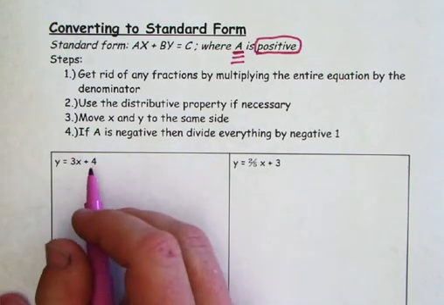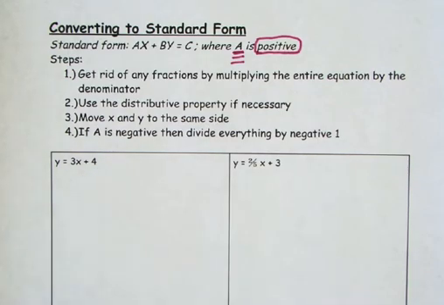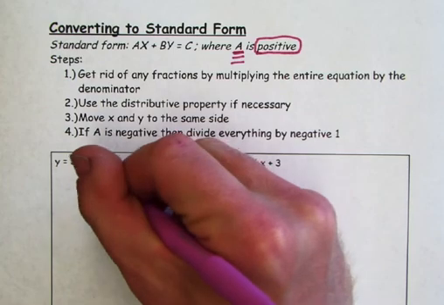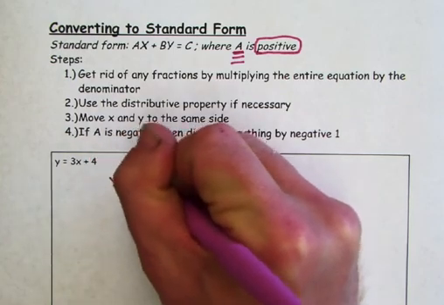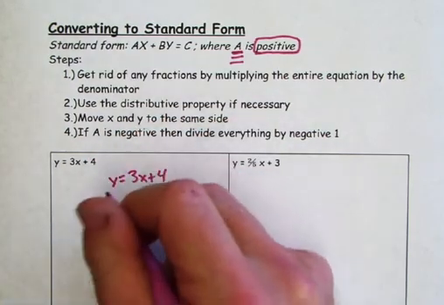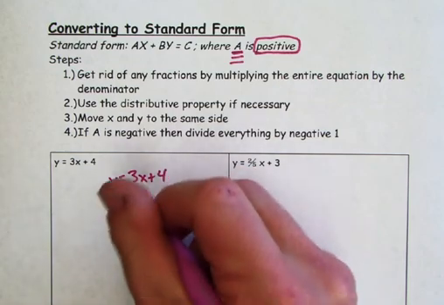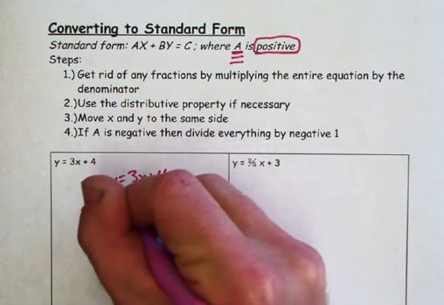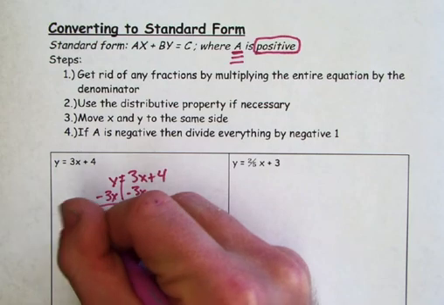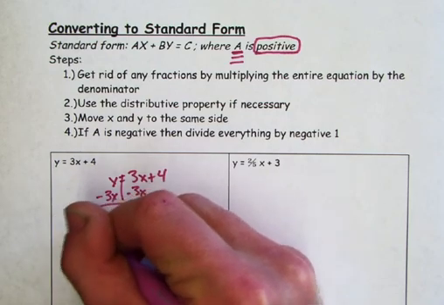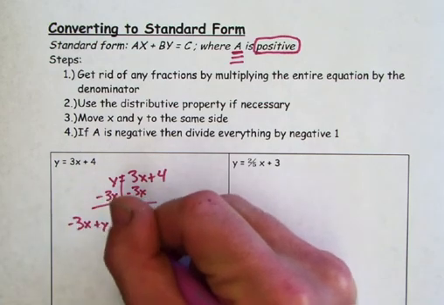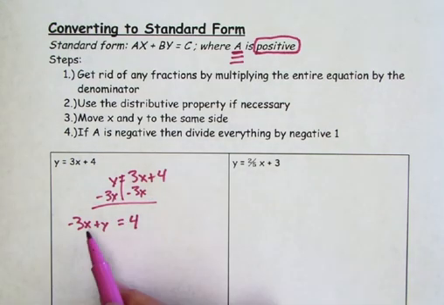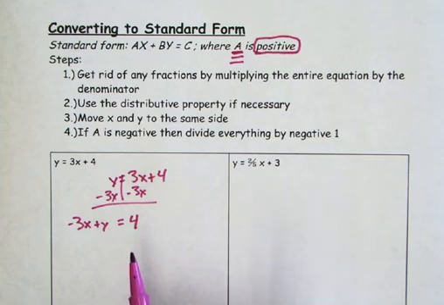So let's try this one. We've got y equals 3x plus 4. Well, this one's going to be pretty easy. We want to get x and y on the same side. So if I subtract 3x here and 3x here, I've got negative 3x plus y equals 4. So this is in the form ax plus by equals c, but there's a problem.